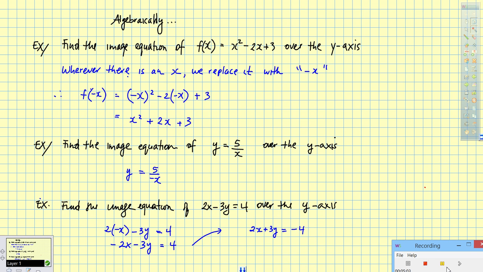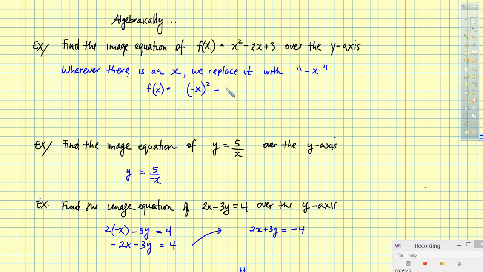So when we are working out algebraically the image equation over the y-axis, basically the general rule is wherever there is an x, I will replace it with negative x. So given the following question, f of x equals x squared minus 2x plus 3, if I'm finding the image equation over the y-axis of that, then wherever there's an x, I will replace it with negative x. So it'll become f of x is equal to negative x all squared minus 2 times negative x plus 3, and that goes to x squared plus 2x plus 3. And there is my solution to that.